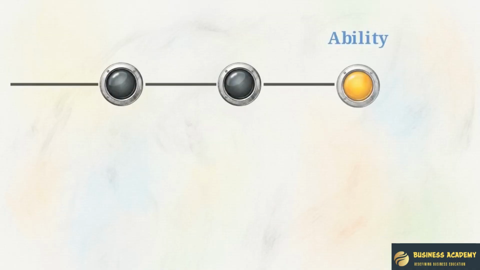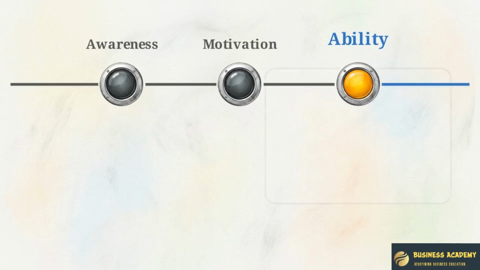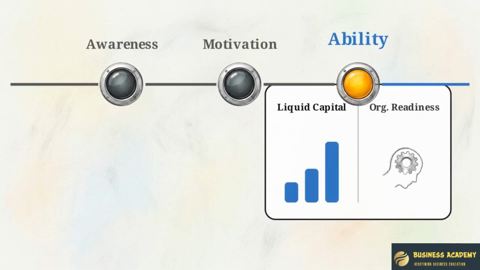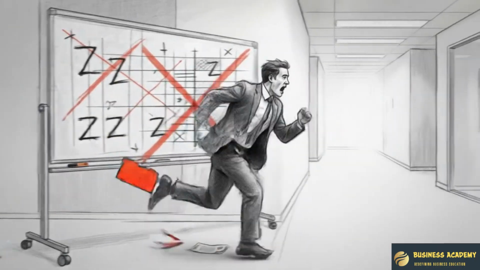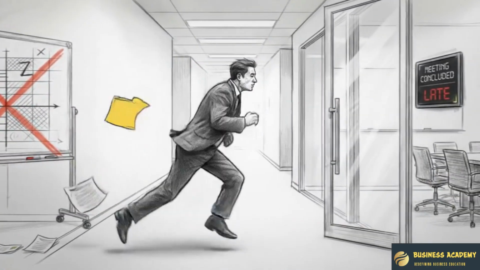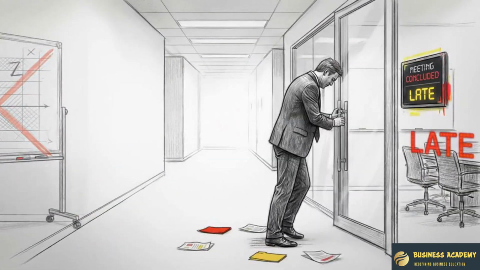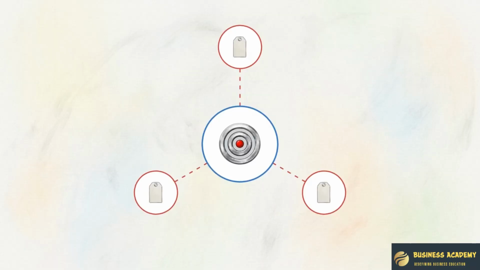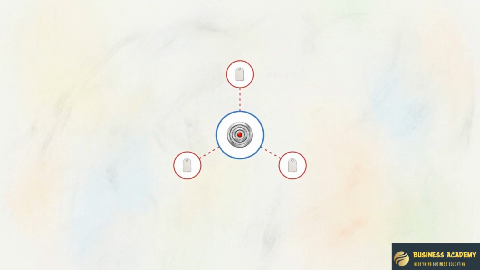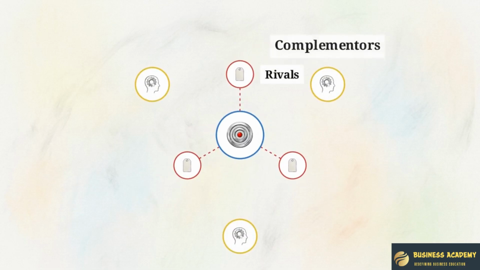The final gate is ability. Even if a rival is fully aware of a threat and motivated to counter it, they cannot meaningfully retaliate if they lack the liquid capital or organizational readiness to execute. If a strategic threat fails to trigger any one of these three filters, the competitor's response will likely be delayed, partial, or absent altogether. True strategic intelligence requires mapping the entire surrounding network, placing the firm within a broader value system of allies and adversaries.